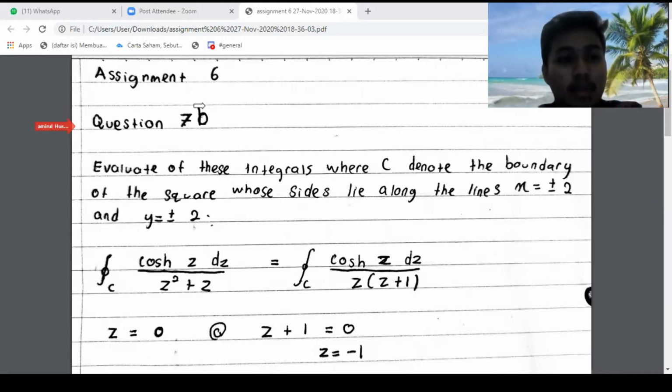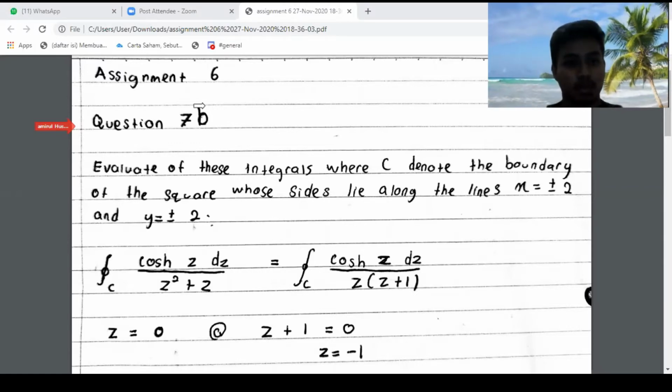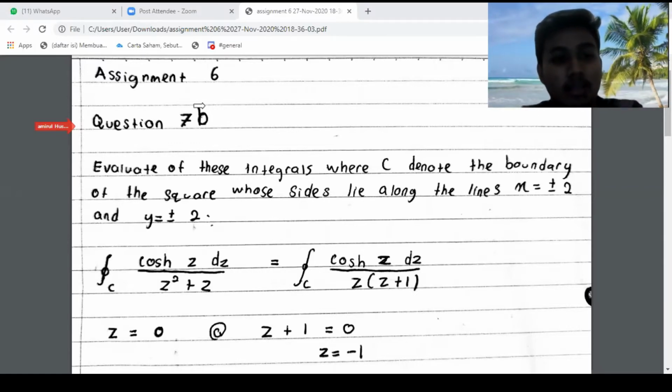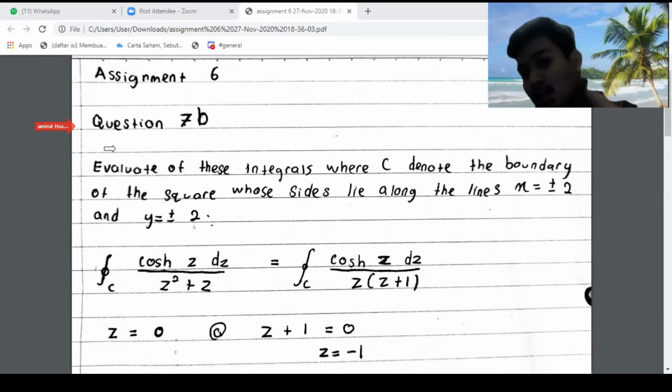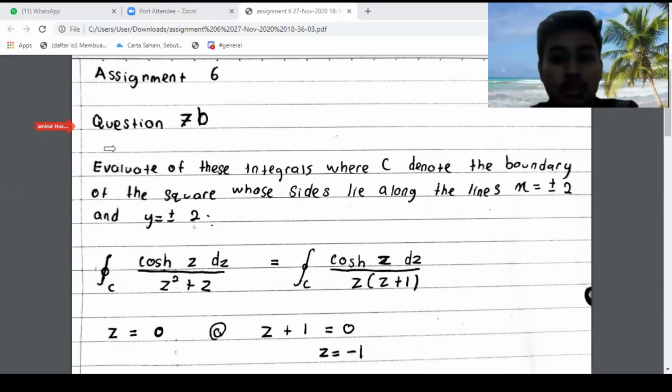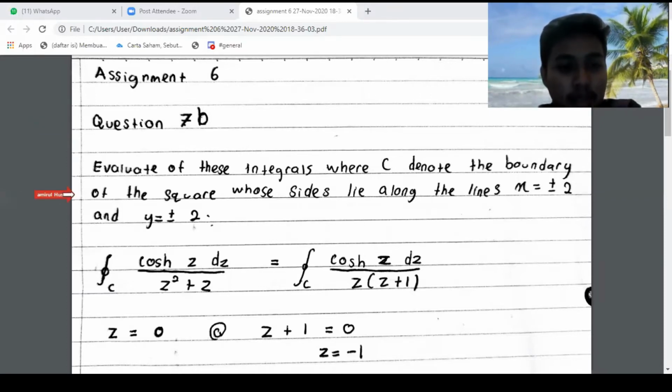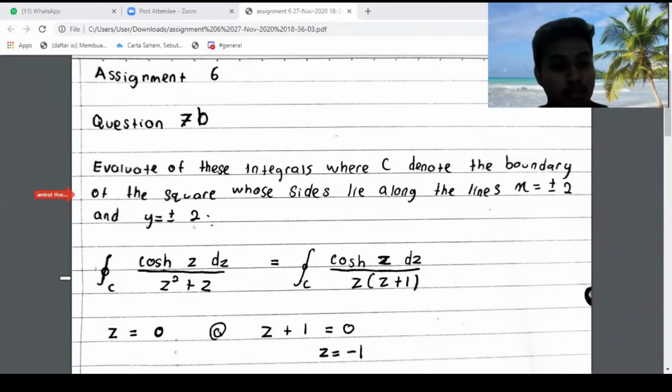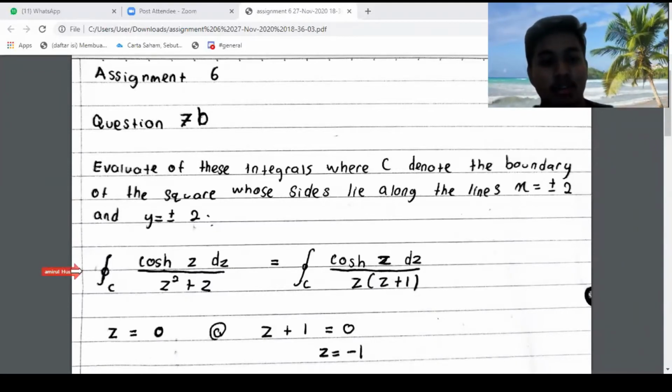Now, I want to explain question 7b of assignment 6. The question asks to evaluate the integral function where C denotes the boundary of the square whose sides lie along the lines x equals plus minus 2 and y equals plus minus 2. So the question given is the contour integral of cos z dz over z squared plus z.